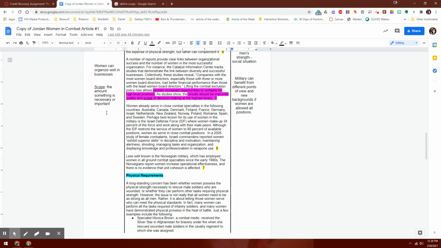So there's a couple things that I'm going to write down over here on the side with my notes. And that is going to be that women are already doing this. So why is America behind? We're supposed to have one of the best armies, military forces, but why have we not included women? So that's a question I'm going to ask.